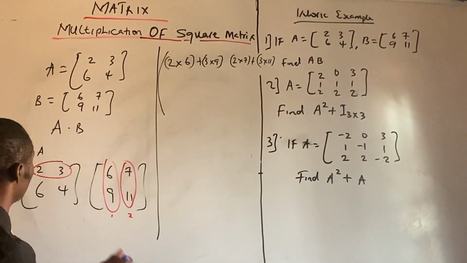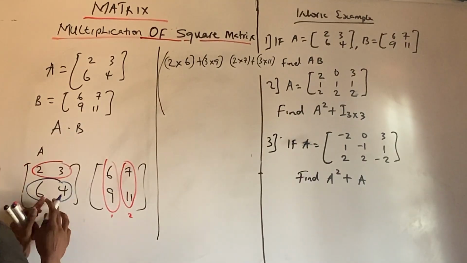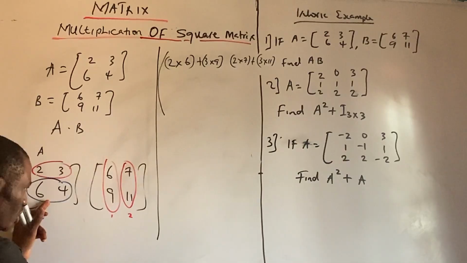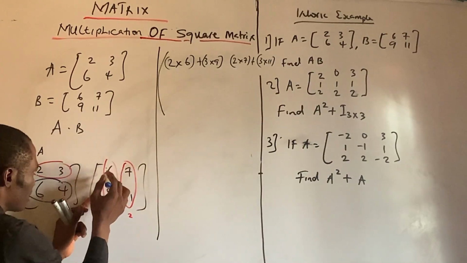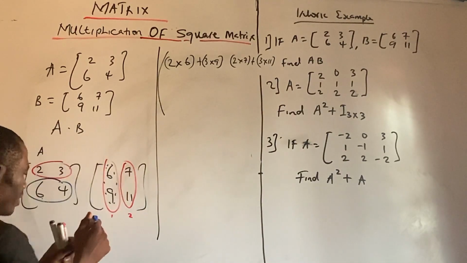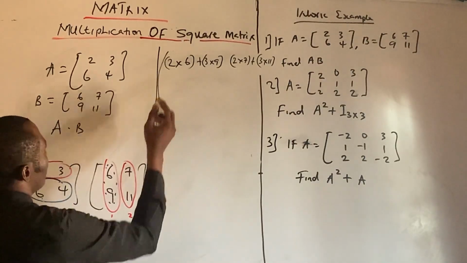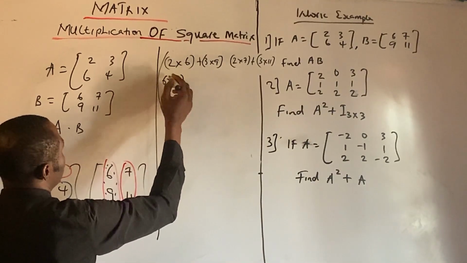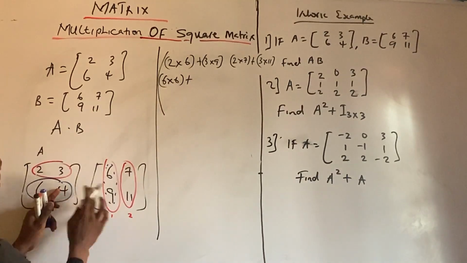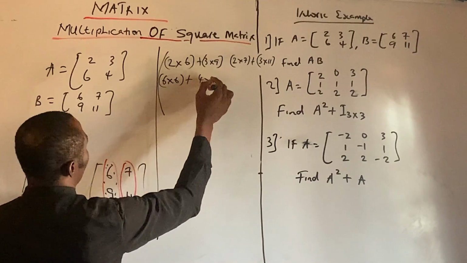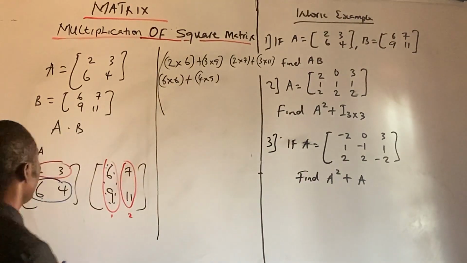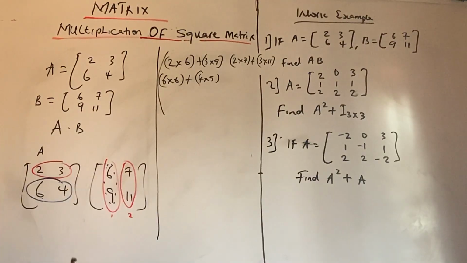The next thing to do is to multiply the next row with the first column. This row is multiplying everything here again. All right, so that will be 6 times 6 over here, 6 times 6 plus 4 times 9. And then you move this one to this side again. You're multiplying this row with everything here again.